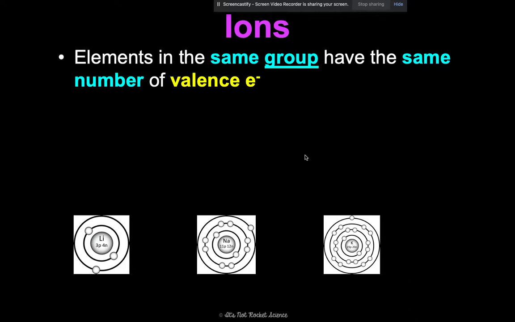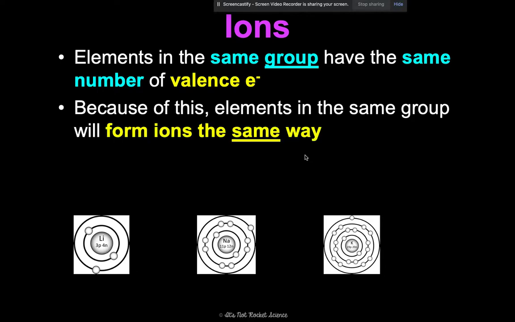Elements in the same group have the same number of valence electrons, which is so nice. The same thing applies to ions. Elements in the same group will form those exact same ions the exact same way. For example, group 1 has 1 valence electron, which means they're +1. Group 2 has 2 valence electrons, so they're +2, and so on and so forth. We will not talk about transition metals, at least not most of you. Transition metals are a little funky, and we won't bother with those because they are scary.